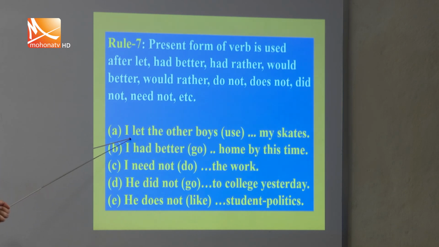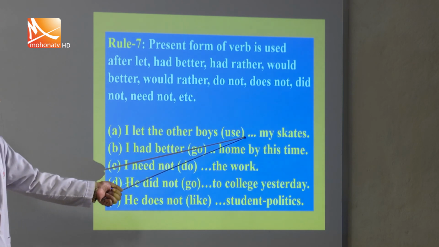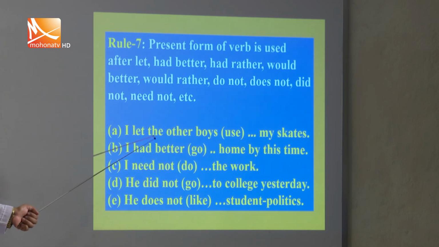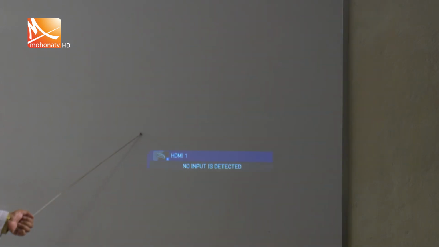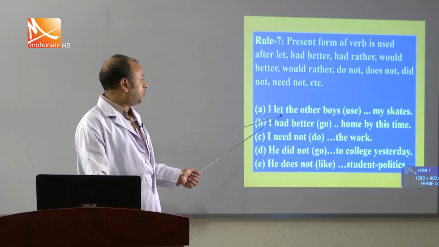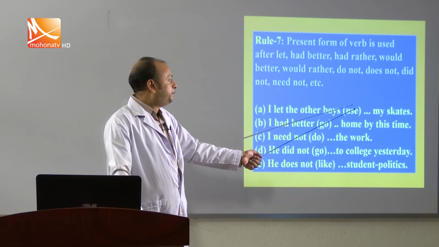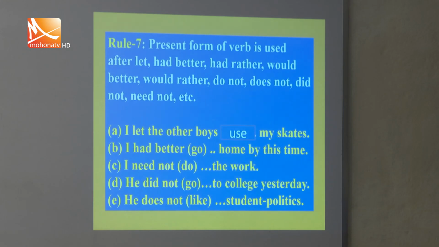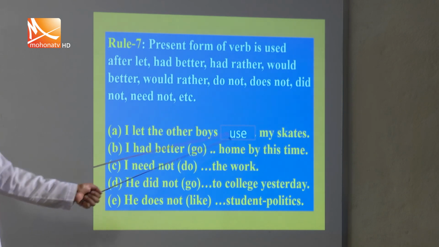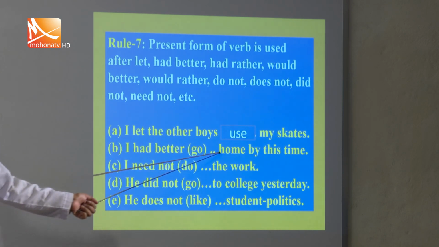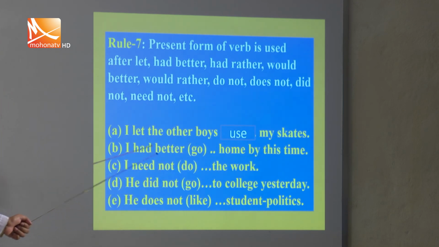For example, I let the other boys use my kids. So, as we found here the word let, we have to use here the basic form of the verb. So, use should be unchanged here. Next example, I had better go home by this time. If we have found here had better, we have to use basic form of verb go. So, the verb go should be unchanged.